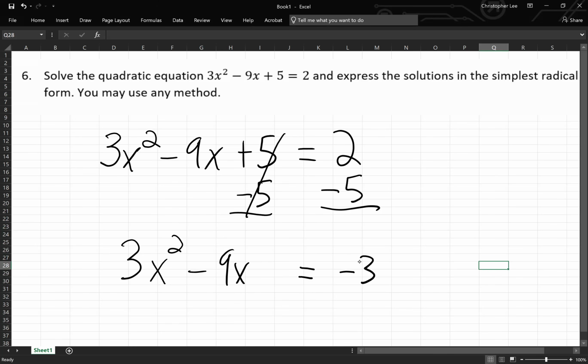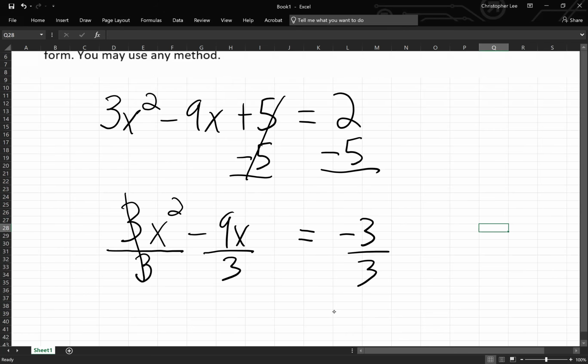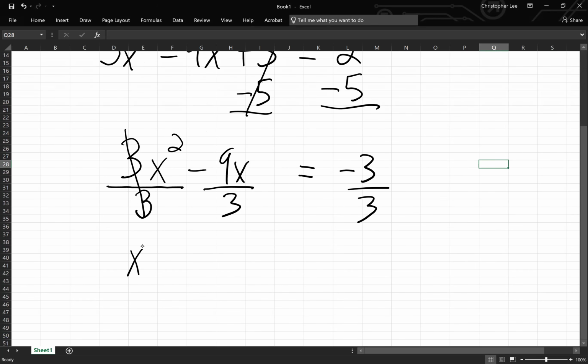What should I do next? Divide by what? Very good. Because I want my a term to be 1, so I have to divide by the number that's in front of it, which is 3. But not just that a term, everybody gets divided by 3. So now let's look at what I have. I have x squared minus 3x equals -1.